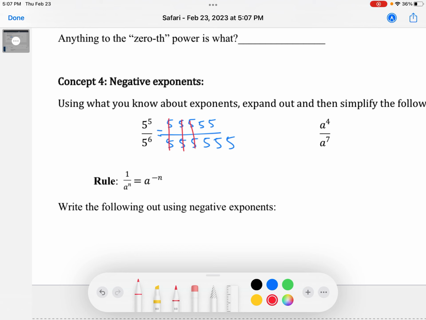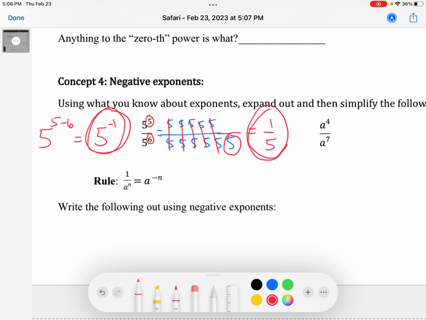Now, when we start canceling things out, most of these 5s will die. Those die, those die, those die. There's going to be just one survivor. And that sole survivor lives on the bottom of the fraction. So we can rewrite this now as 1/5. We can also use our fancy rules of exponents, and we can write this as 5 to the 5 minus 6. 5 minus 6 is -1. So 5 to the -1 is equal to 1/5.